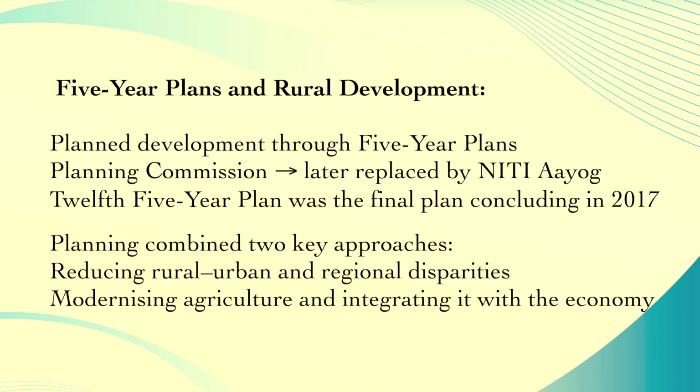So, in order to address the issues of rural development, the broad approaches or plans combined two overlapping impulses. One was to narrow the rural-urban and inter-regional disparities through rural industrialization, dispersal of industry, infrastructure outreach, employment generation, and so on. And the other was to modernize agriculture through productivity, markets, credit, and integrate it into the broader economy.